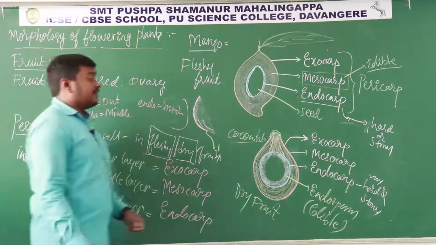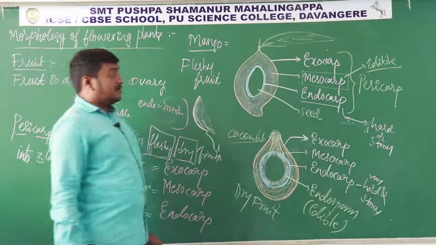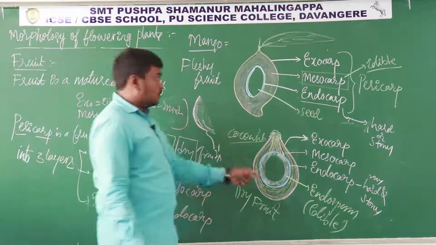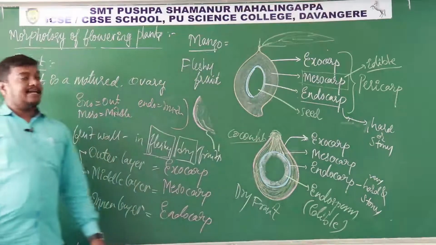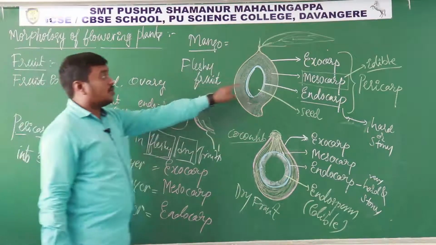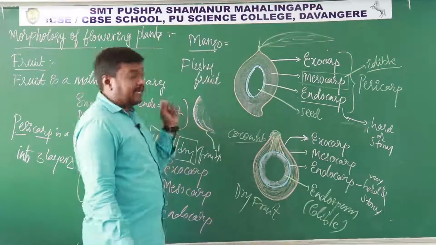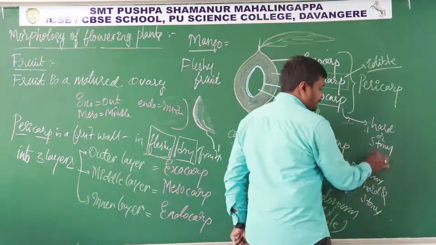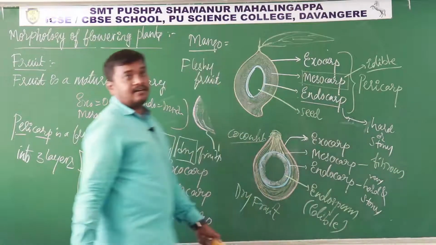So here also we can differentiate the pericarp into exocarp, mesocarp and endocarp. Here none of these exocarp, mesocarp, endocarp are edible. So the edible part is endosperm, whereas in fleshy fruit like mango, mesocarp is edible. Here endocarp and exocarp are non-edible, but here all these three are non-edible. Here mesocarp is fibrous in nature.